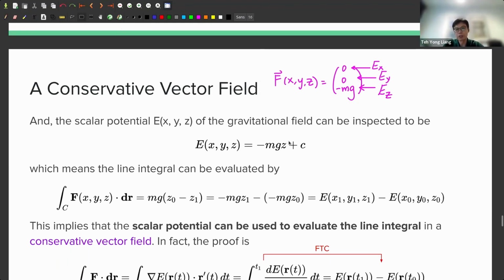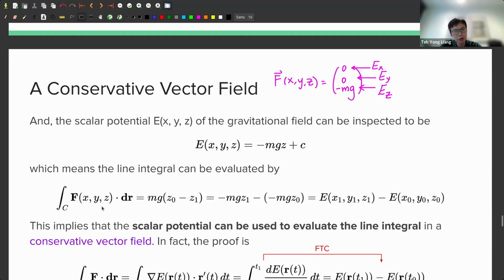Actually, what is this scalar potential? The scalar potential is actually the potential energy. It's a term for the potential energy, because the potential energy is actually mgh, correct? There's a minus here because of the convention. We'll not discuss too much about this, because the convention in physics and mathematics is slightly different. But never mind about that. What is important is this.